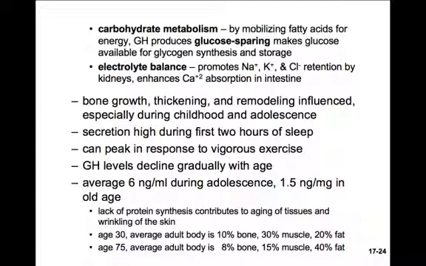At age 30, the average adult body is about 10% bone, 30% muscle, and 20% fat. As growth hormone declines, these ratios change because we're changing all of these mechanisms that were described above. By 75, we see the average adult's body is 8% bone, 15% muscle, and 40% fat.